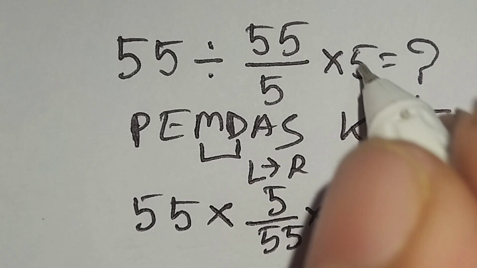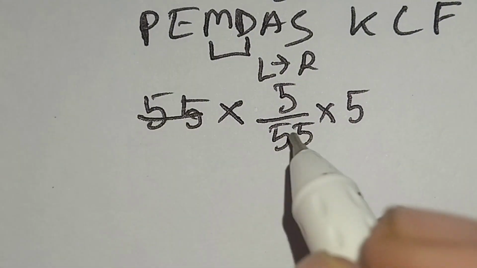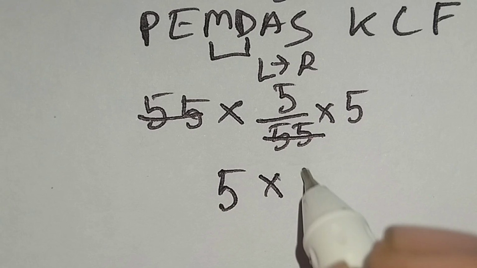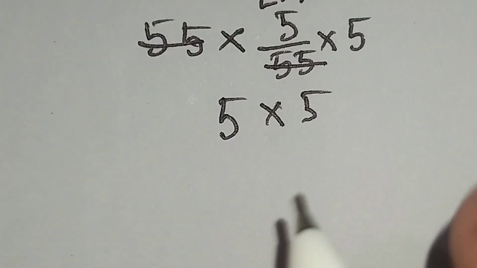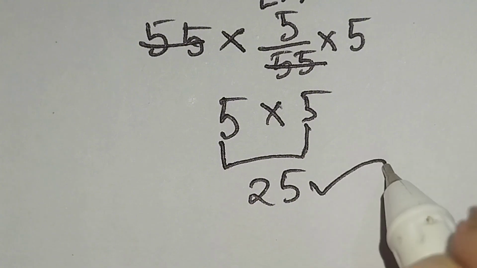Then multiplication with this 5. Here this 55 cancels with this 55. Here 5 multiply this 5. 5 multiply 5 gives us 25, and this is the correct answer.